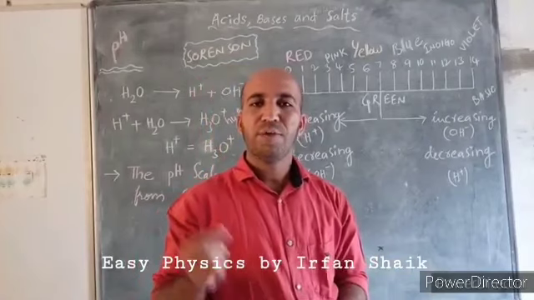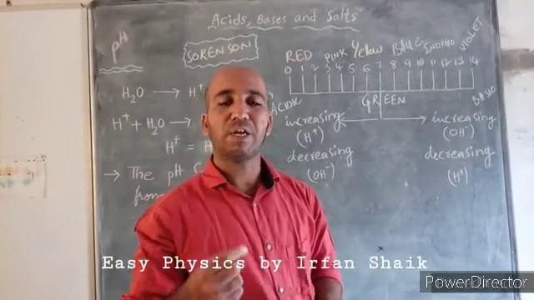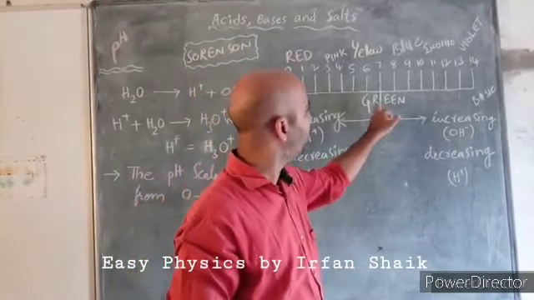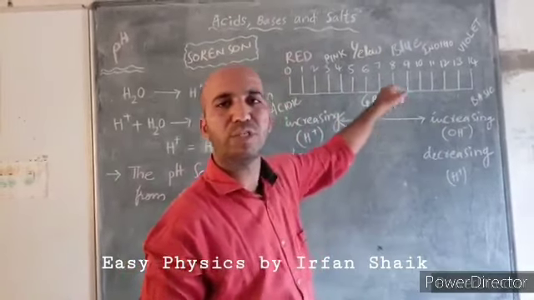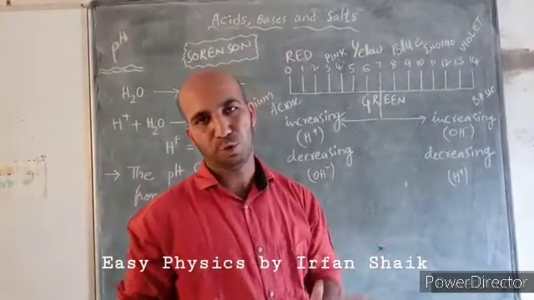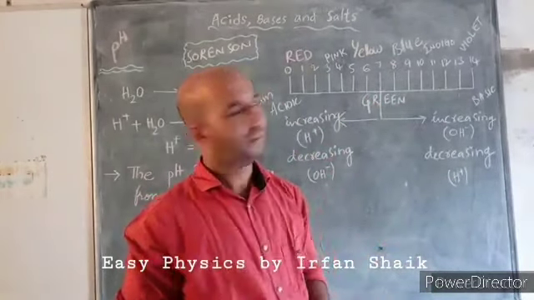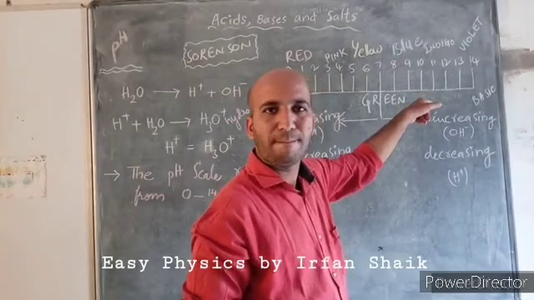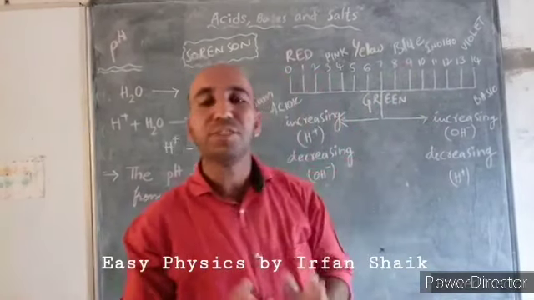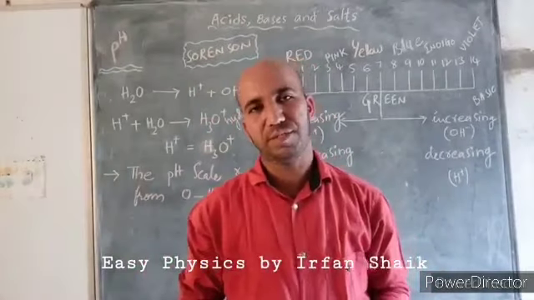Now, if the color of the pH paper changes to green, then what will be the pH value of that solution? The pH value is almost equal to 7 or 8. That means it is a neutral solution. Then, if the color of the pH paper changes to blue, its pH range is between 8 and 10. That means it is a weak base.